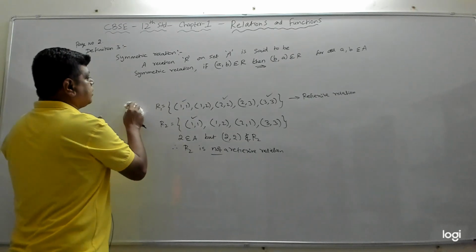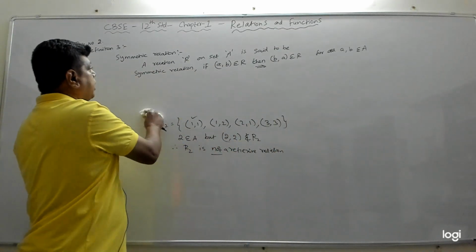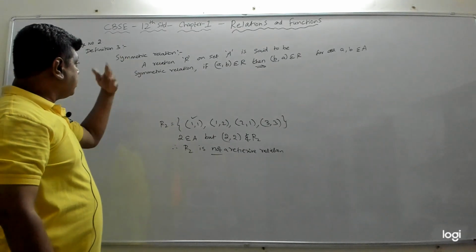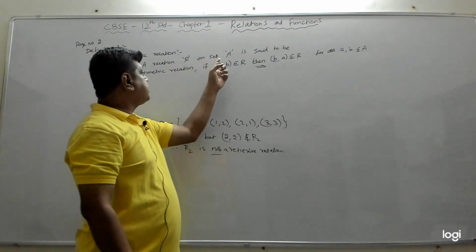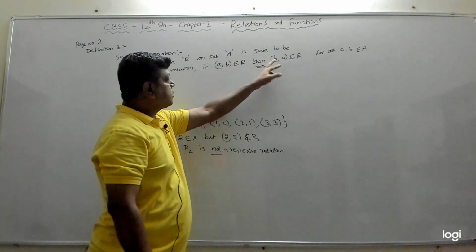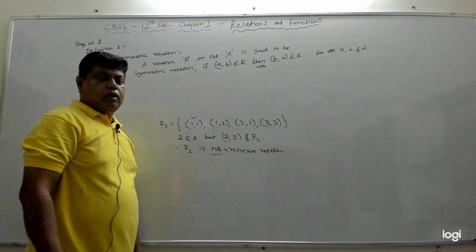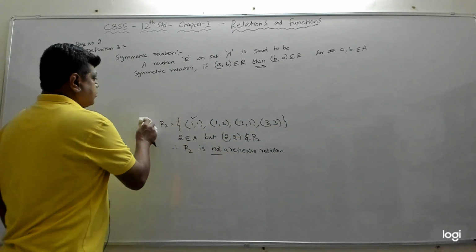So for example, we'll take one more. I will give you examples so that you can understand the definition. So I am repeating the definition. A relation R on set A is said to be a symmetric relation if (a, b) is in R, then the reverse (b, a) also should be in R. Then you call such a relation a symmetric relation.